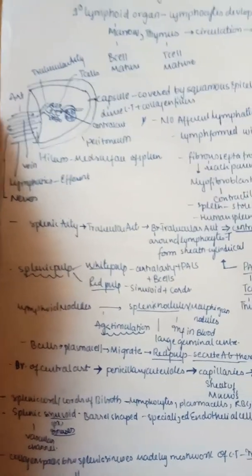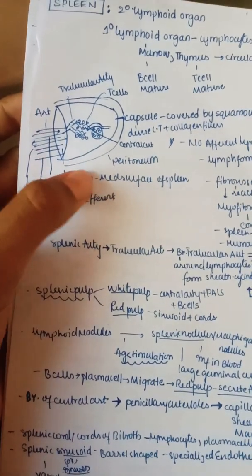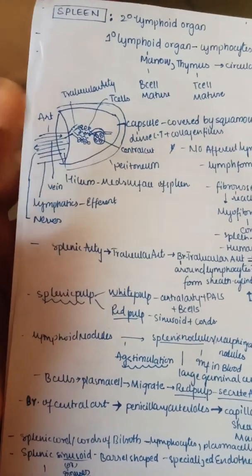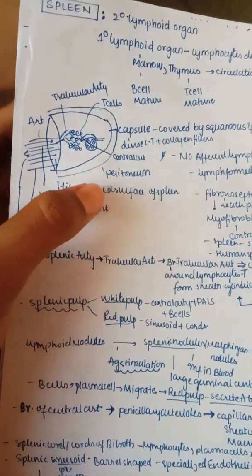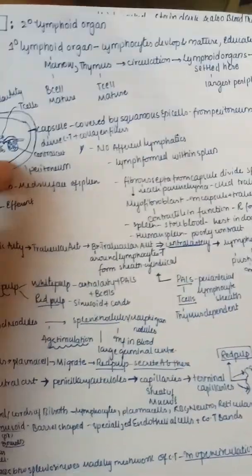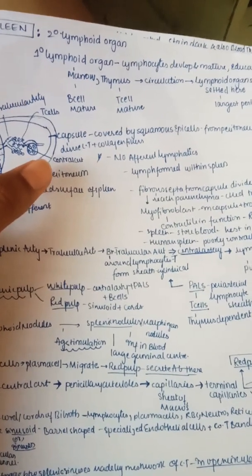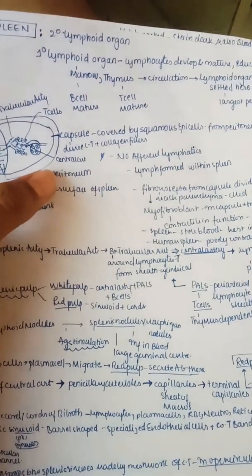So here we can check out the structure of a spleen. This is the spleen, which is covered by a capsule, and outside the capsule you can see the peritoneum. The capsule is mainly covered by squamous epithelial cells from the peritoneum, and this is the peritoneum. The capsule is mainly made up of dense connective tissue, and it also contains some collagen fibers.